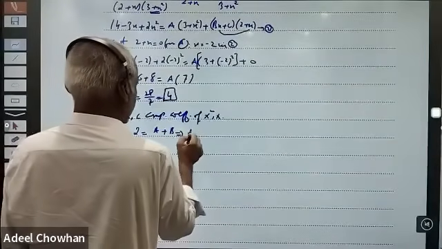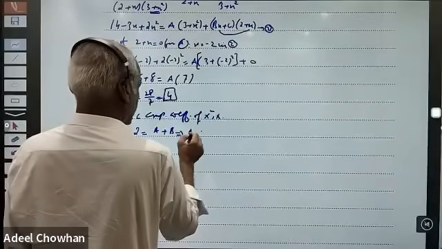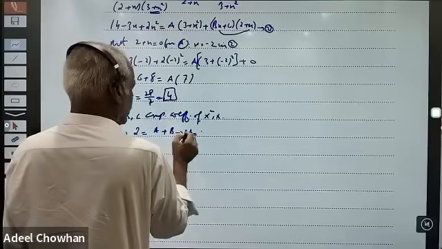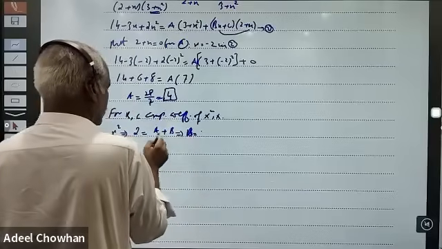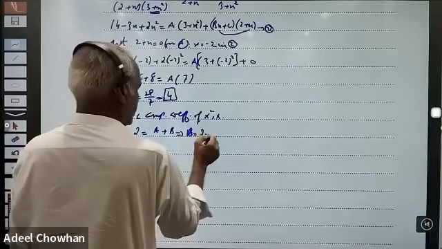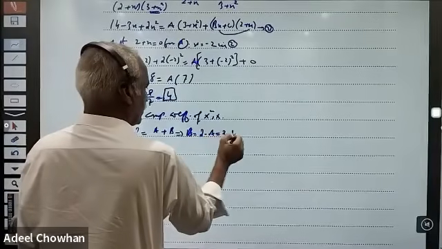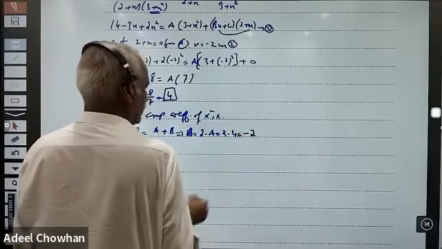So a value is already calculated equal to this. So b value is equal to 2 minus a. So that is 2 minus 4, that is equal to minus 2.